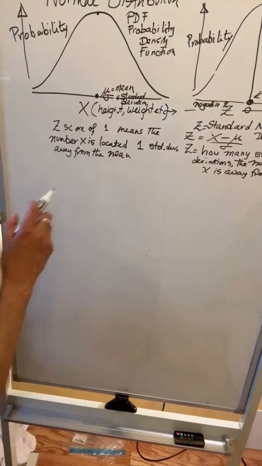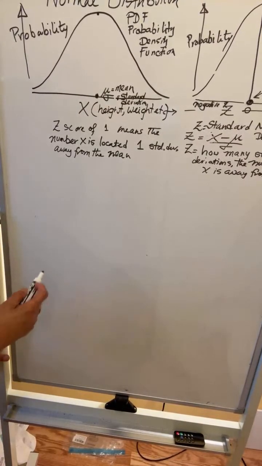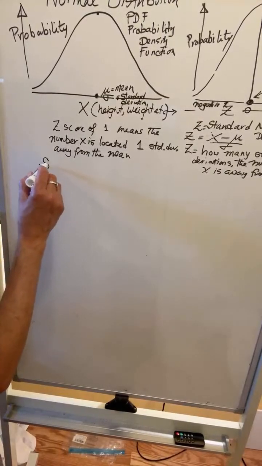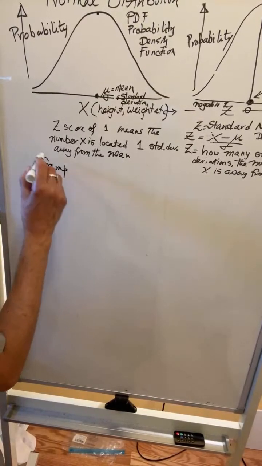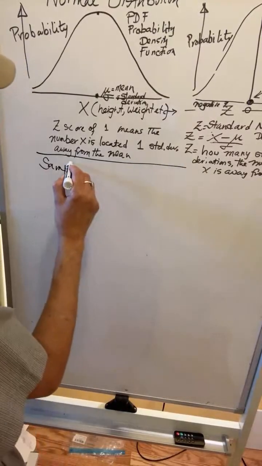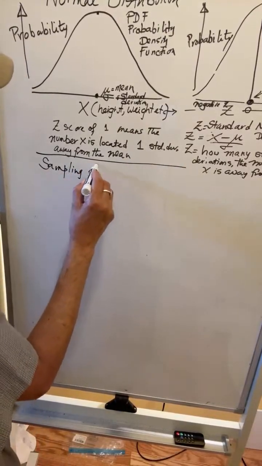Now let's apply this same concept to the sampling distribution. Sampling distribution of sample means.